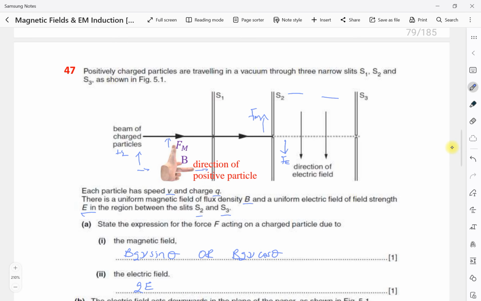Just understand the logic. The electric field is downwards, but the particle is positive. The force on a positively charged particle is always in the same direction as the electric field. For no deviation, the magnetic force must be equal but opposite to the electric force. So the magnetic force must be upwards. By Fleming's left-hand rule, if the magnetic force is upwards, the thumb points upwards. Because the particle is positive, the second finger points in the same direction as the particle's motion. And by doing that with your left hand, the first finger points onto the page as illustrated here.